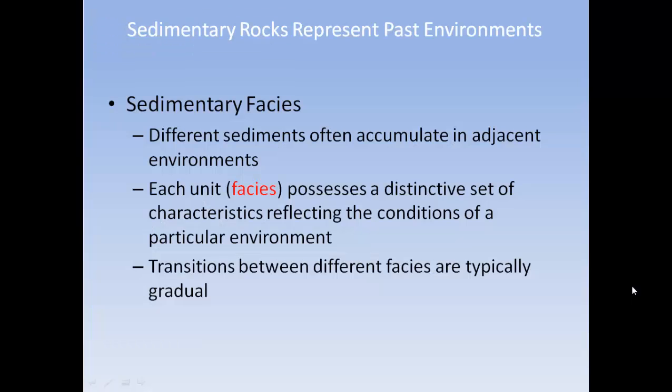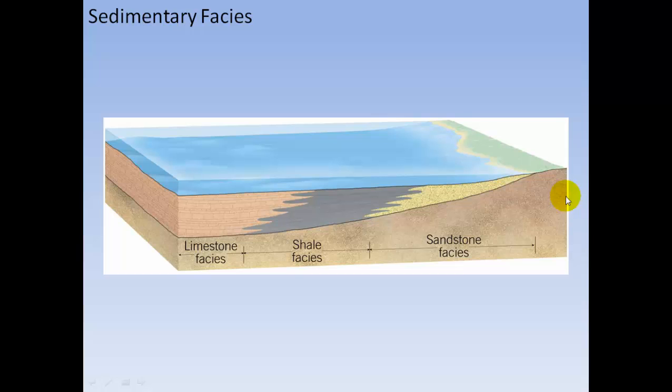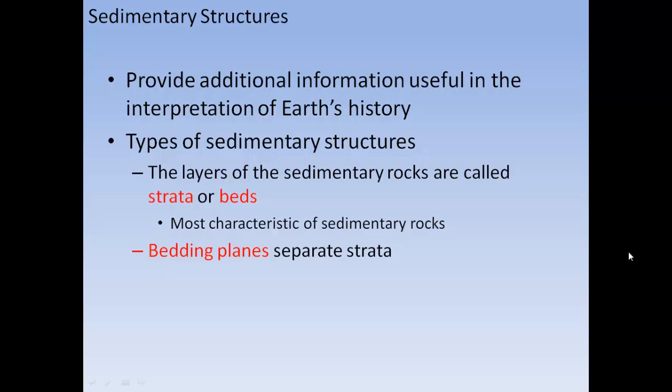Sedimentary facies. Different sediments often accumulate in adjacent environments. Each unit, or facies, possesses a distinct set of characteristics reflecting the conditions of a particular environment. Transitions between the different facies are typically gradual. So beach-like sediments may gradually change into offshore sediment and then to a deep marine environment sediment. So here we have our sandstone facies from our beach, and it's going to gradually change into a shale facies and then gradually change into a limestone facies. This provides additional information useful in interpreting Earth's history.